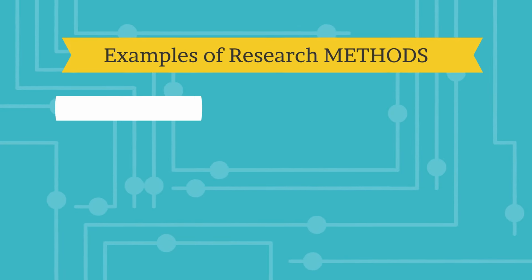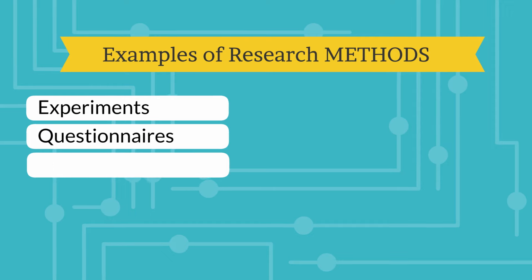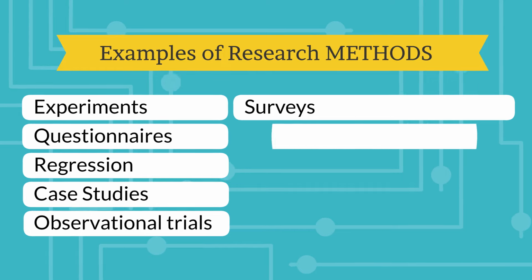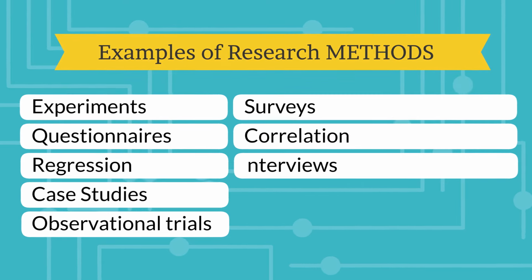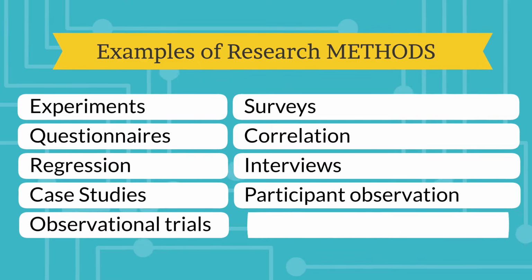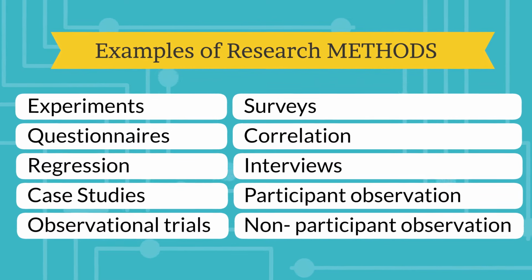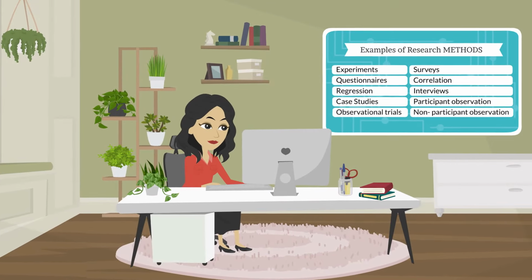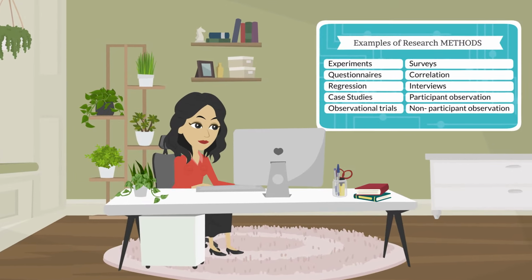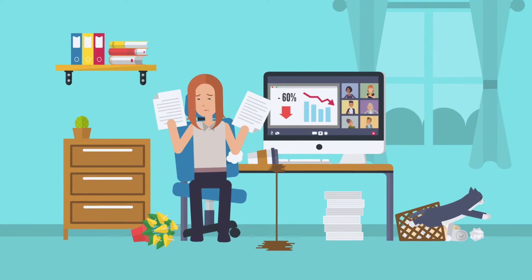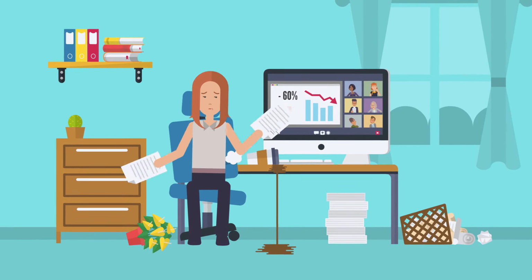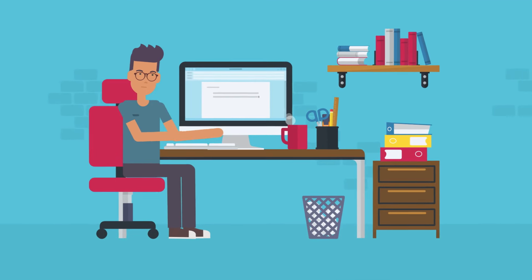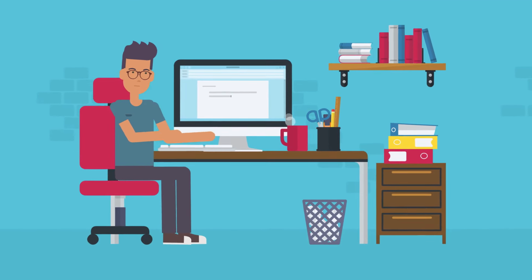Examples of research methods: experiments, questionnaires, regression, case studies, observational trials, surveys, correlation, interviews, participant observation, non-participant observation. So, to solve the research problem, the different kinds of methods listed above are available. But not all methods give desirable results for answering a specific problem. Therefore, selecting the most appropriate method, out of the many, is vital.